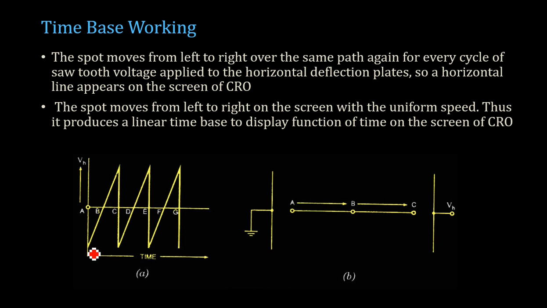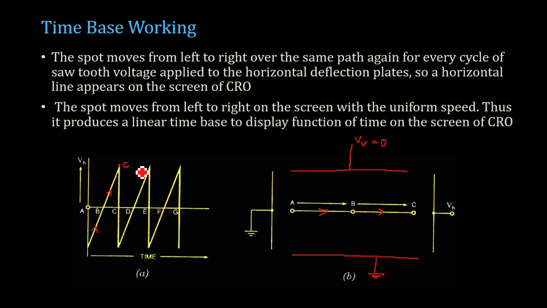Now this is applied to the horizontal plates, and we assume that this is the voltage at the vertical deflection plate. It is 0, so we are not applying any signal to the vertical deflection plate. Under this condition, what happens? As the sawtooth wave progresses from A to B, the spot moves from A to B. It reaches this point, and from B to this peak value, which you can consider as C, the spot is moving from B to C.